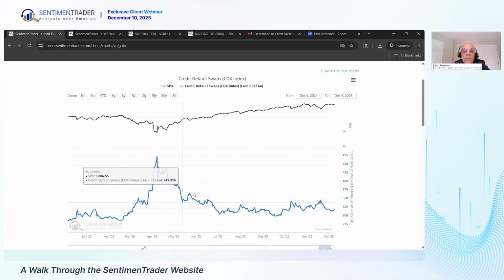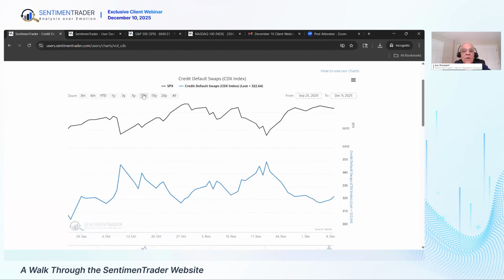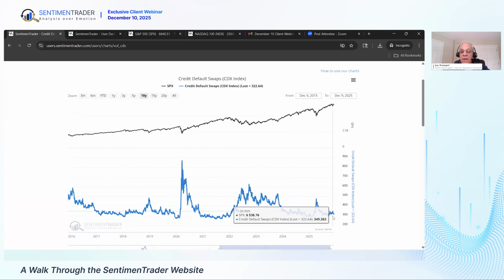And where are we right now? Well, it just ticked up, but let me zoom out, the whole big spectrum of things. Am I worried about credit spreads right now? Absolutely not.